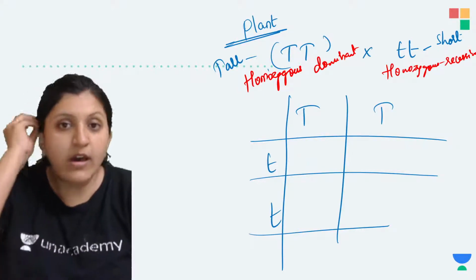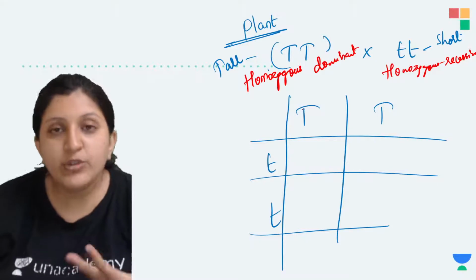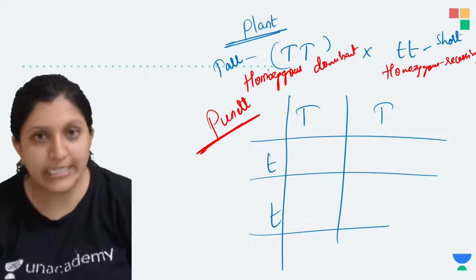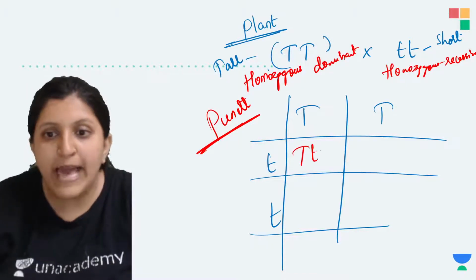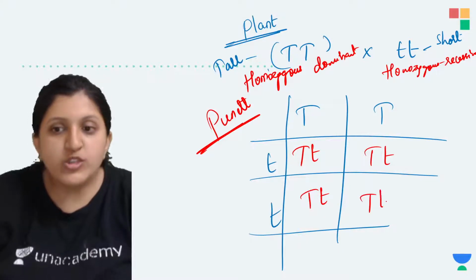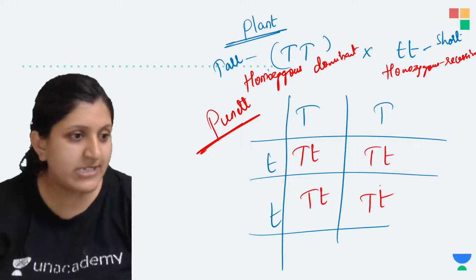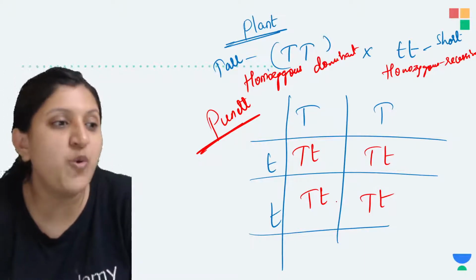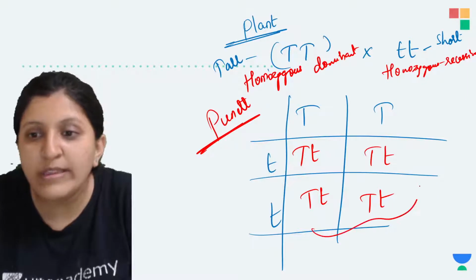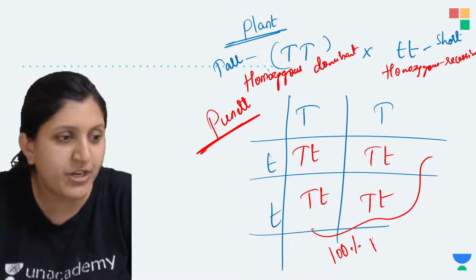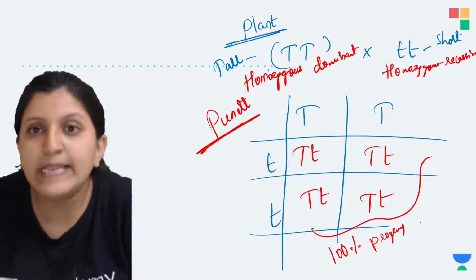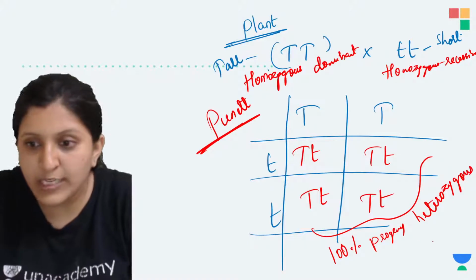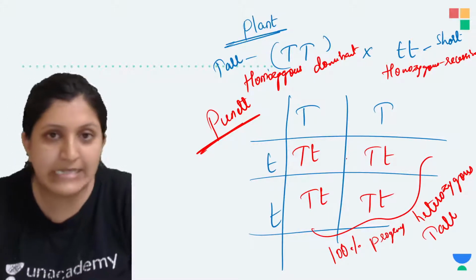Now when we do the Punnett square, we cross a tall plant with a short plant. Now when we cross, all the plants that we get are going to be this one. Can any of you say whether this is tall or short, homozygous or heterozygous? All the plants, 100% of the progeny produced, are heterozygous tall, or heterozygous dominant.